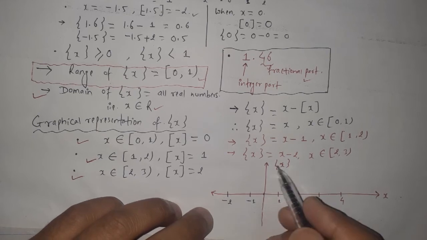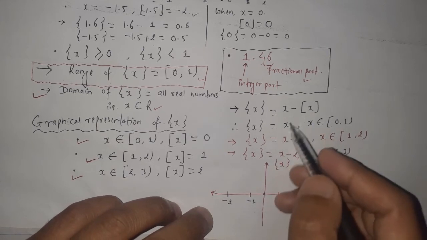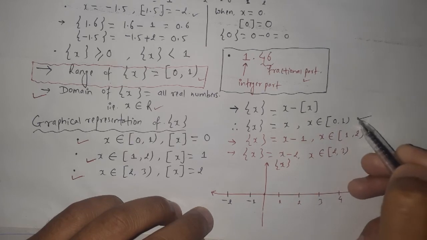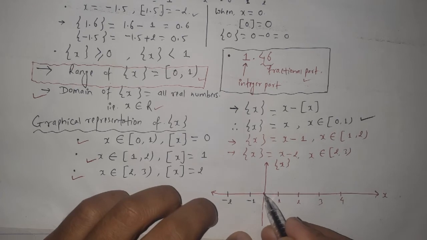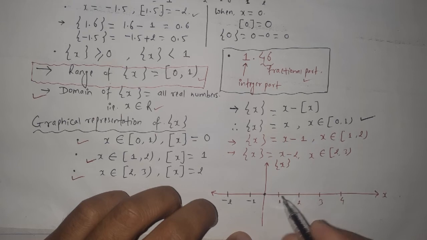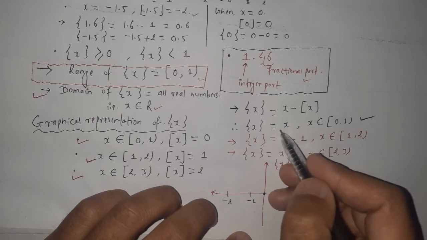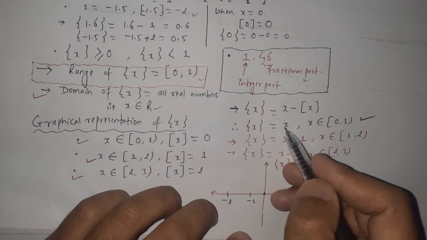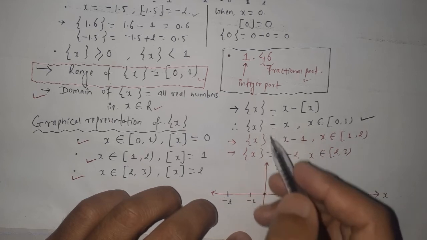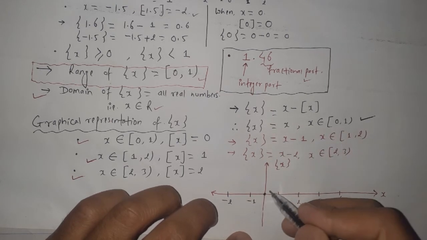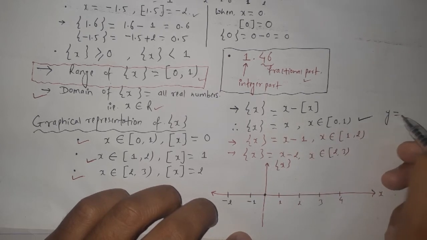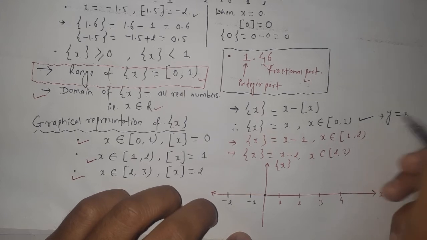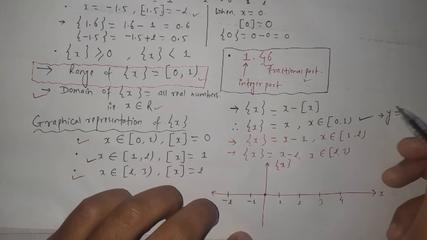Let's plot the fractional part function for this region. The first region is from 0 to less than 1. Here the 0 is included, and 1 is not included. Our function here is just x, and this is the linear graph where the slope is 45 degrees. We can plot the function y equals x. This is just a linear line.